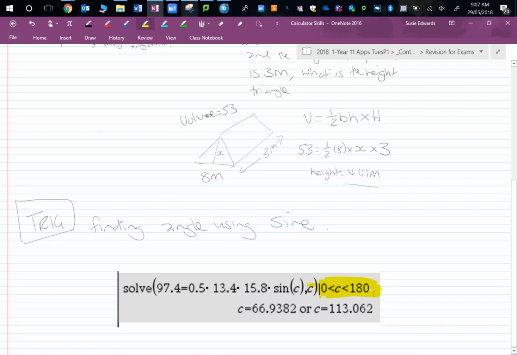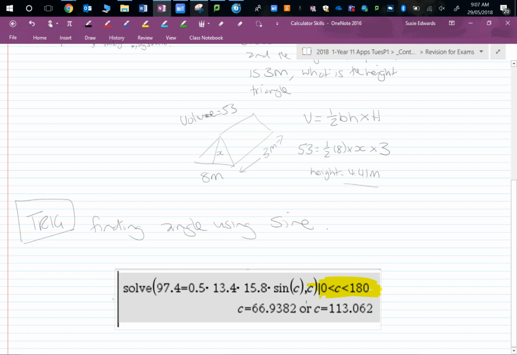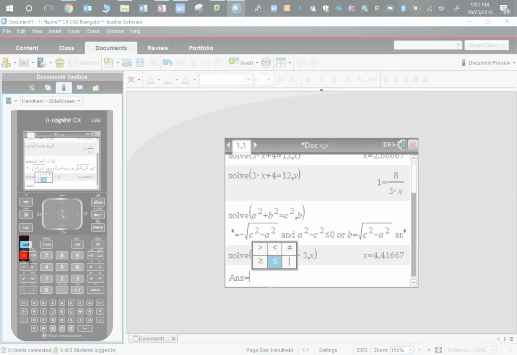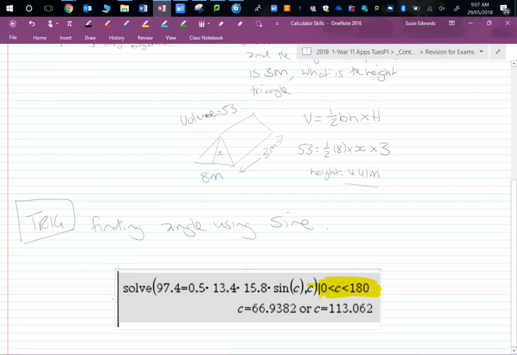Now to do that, you needed to be able to use the button, which I'll just remind you of. So you needed to use the button on your calculator, which was near the equal sign. So if you go control equals, that gives you those buttons. So you're pressing control equals. To do that.